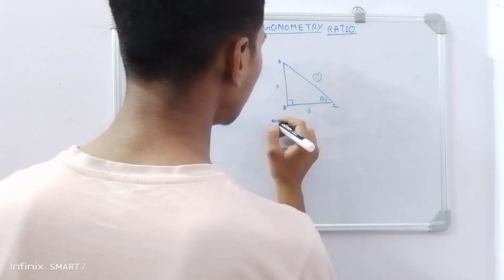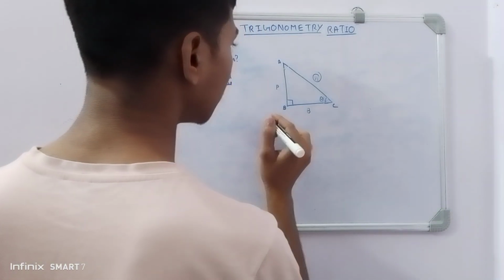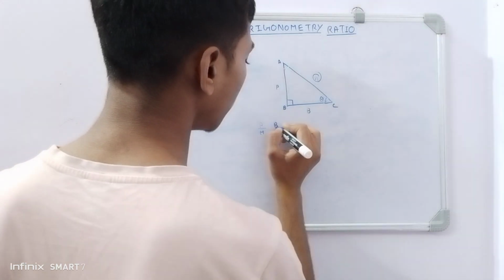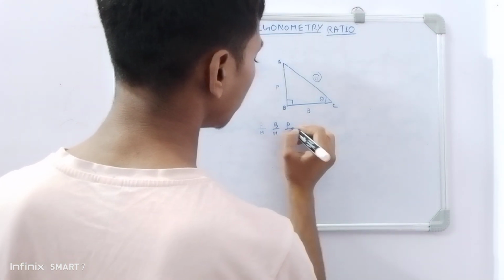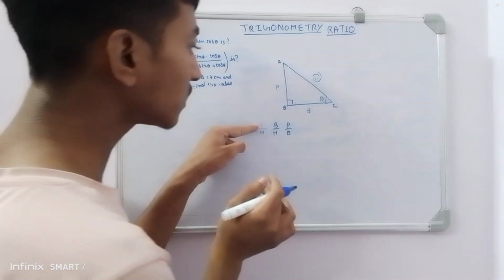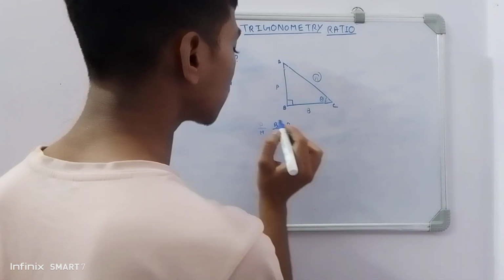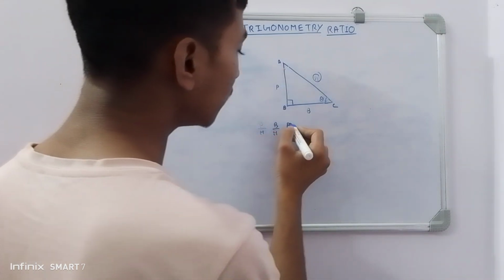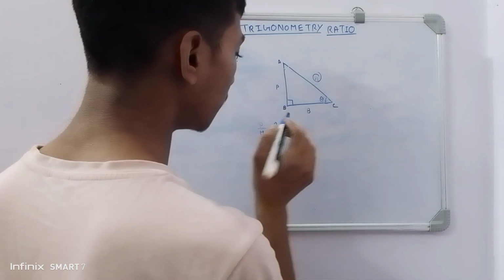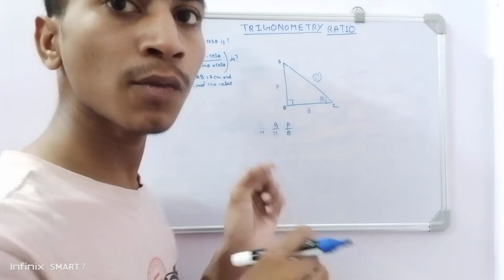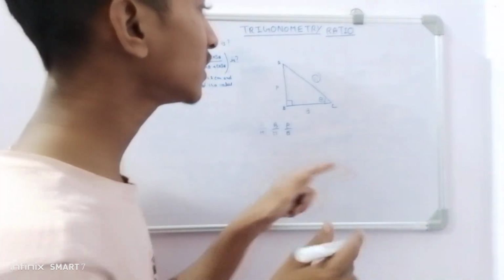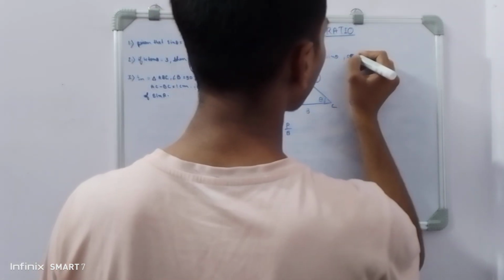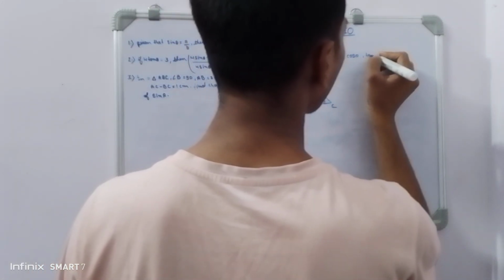So like this, when we divide p by h, b by h, and then p by b, what are we dividing? P means the perpendicular, h means the hypotenuse, b means the base, and h the hypotenuse again, and then p the perpendicular and b the base. Then we have to understand the six terms: sine theta, cos theta, tan theta.